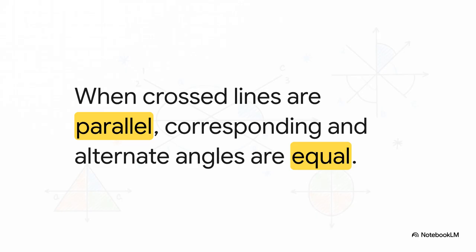If we were to slide tracing paper over this, we'd see these sets perfectly aligned. Think of corresponding angles as sitting in the exact same chair, just at different tables. The top right angle at the top intersection matches the top right angle at the bottom intersection. Alternate angles, on the other hand, are on opposite sides of the transversal, diagonally matching. And here is the magic rule. If those 2 horizontal lines are perfectly parallel, these matching angle sets are always identical.